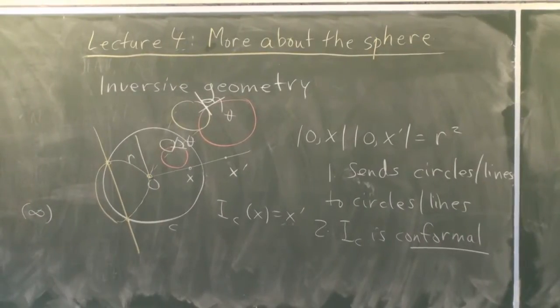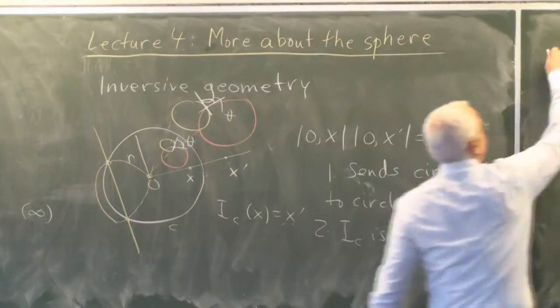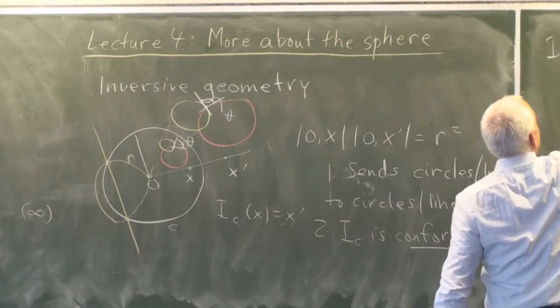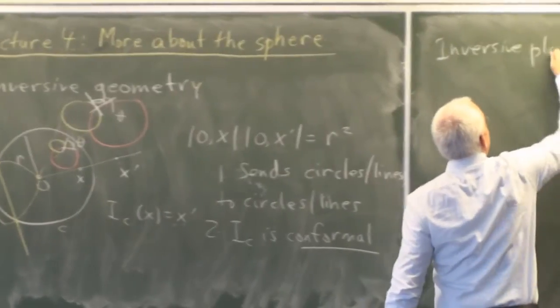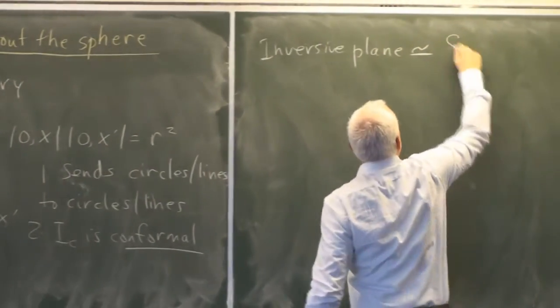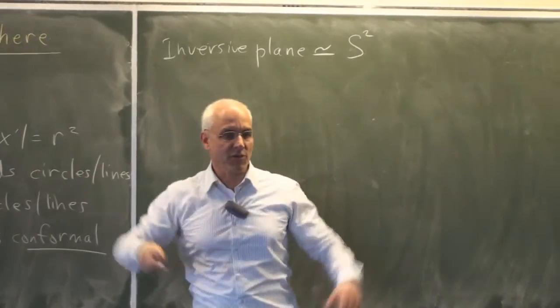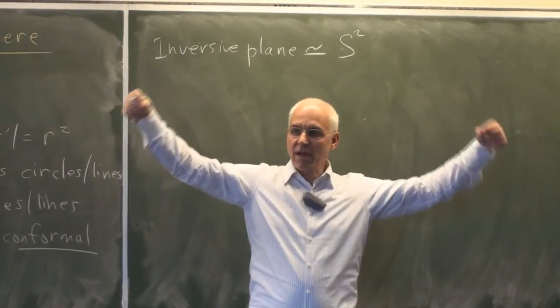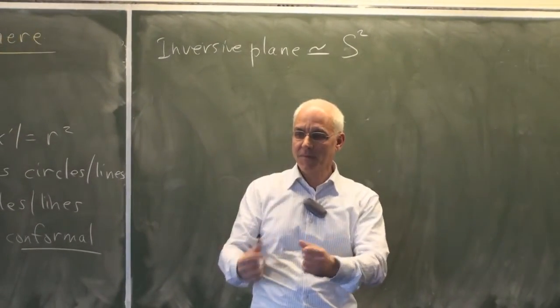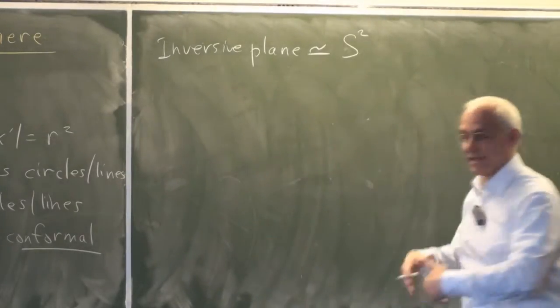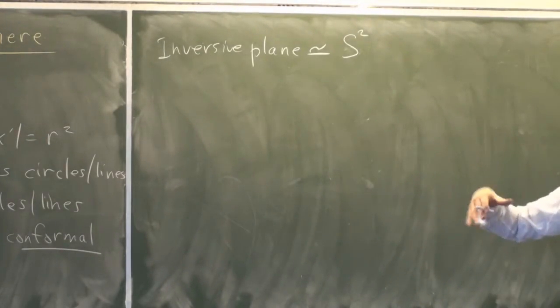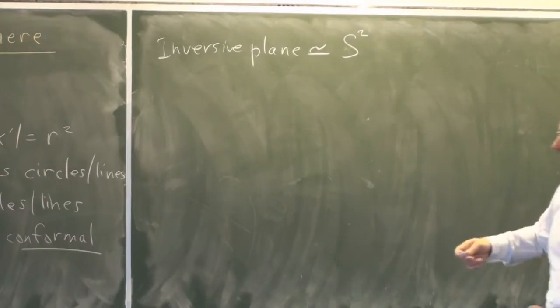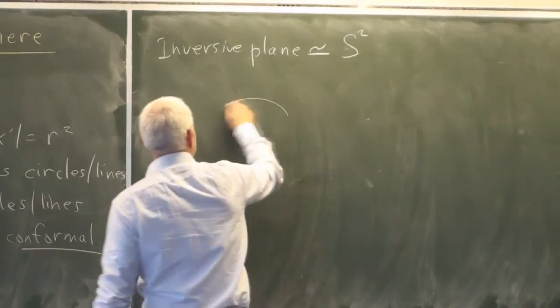but now we can connect it with the sphere. So the inversive plane is really topologically equivalent to our sphere, because we have the usual plane and one point at infinity, and the stereographic projection makes that correspondence obvious. Let me just remind you what that goes.